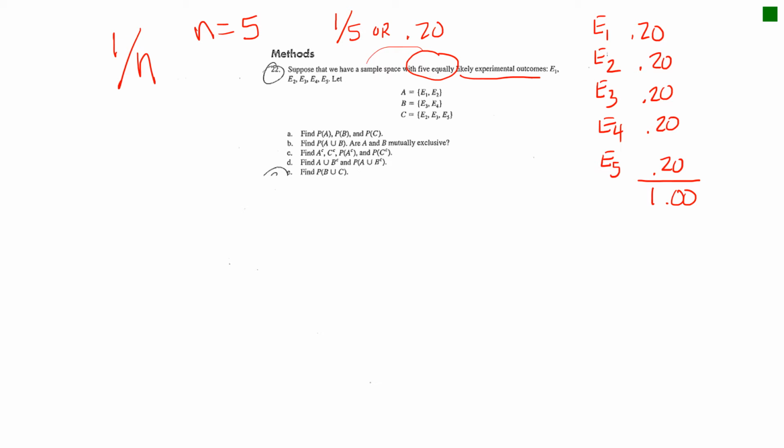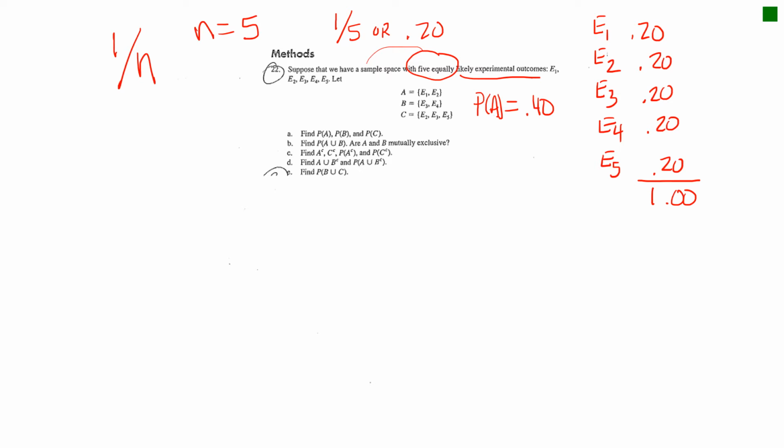Now, the problem says in part A, find the probability of events A, B, and C. And the basic definition of an event would be all the sample points in each event. If you look at event A, you have the outcomes E1 and E2. So to find that probability, you simply look at the probability of each of these outcomes, which is 0.2 and 0.2. So the probability of event A is therefore 0.40.